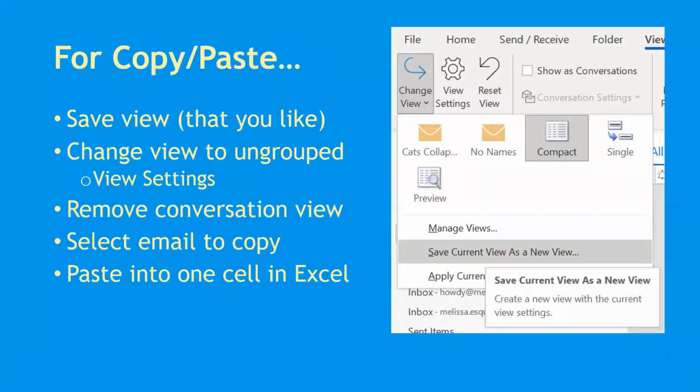Copy paste before you change a view. So if you're going to add fields or you're going to rearrange the way it looks up there, probably what I would do is go to the View tab, go to Change View, and save the view that you're used to working with first. Then once you've got that saved, now go to View Settings, ungroup everything, remove conversation view because you want to be able to see all of your email lines. Then select the email that you want to copy and then paste it into a single cell in Excel, and then it will populate the data.